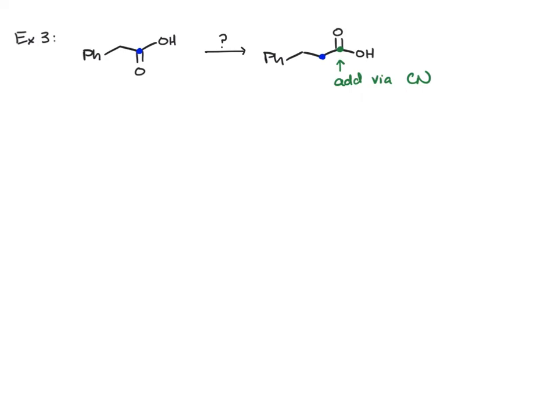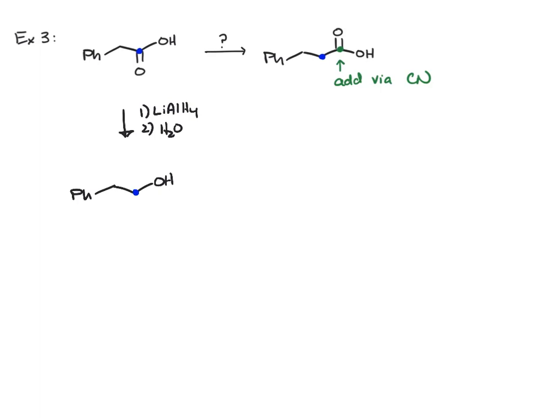The first thing we want to do is reduce this to an alcohol. We need to use LAH for that, followed by, you can use water or acid in the second step. And I'll keep that carbon highlighted in blue so we can keep track. Now we have the alcohol.